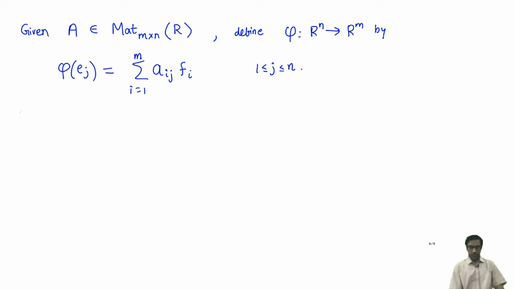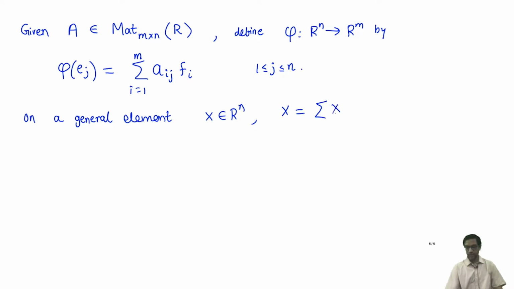So, if we do this, then what does the value become on a general element? Suppose I pick a general element x in R^n. What does that mean? I can write this element x as a linear combination of x_j e_j. On a general element, how does phi act? Let us compute phi acting on x.